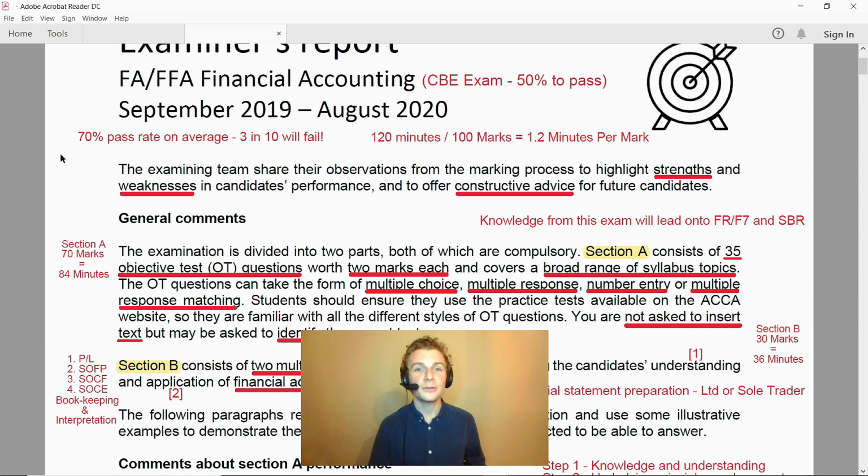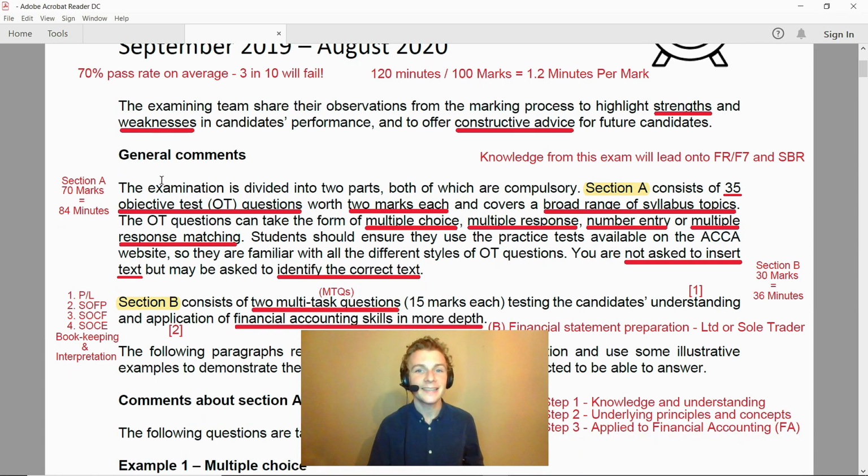You get 2 hours to do the examination, so 120 minutes, and that is for 100 marks. So give or take, it's going to be 1.2 minutes per mark, so that you need to be doing practice questions 2 times in your revision.